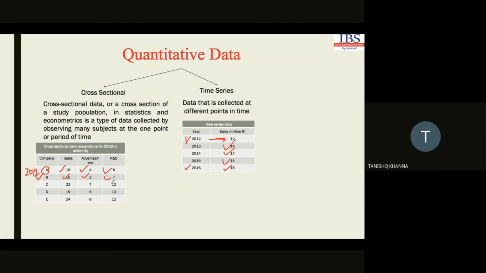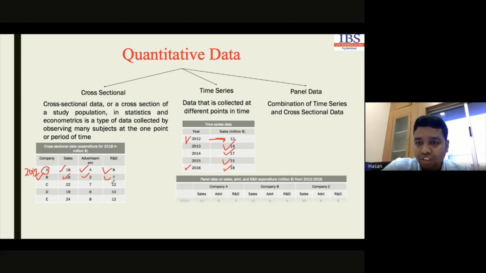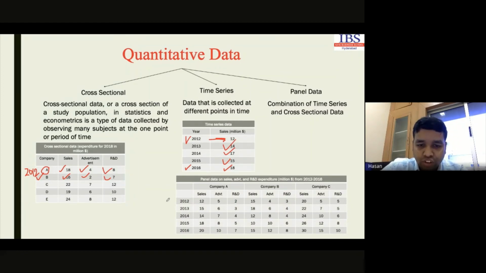Our next category is panel data. This is basically the combination of cross-sectional data and time series data. How does it look? Look here. In 2012, company A has the sales value, advertisement, and R&D. Company B has sales value, advertisement, R&D. Company C has sales value, advertisement, R&D. In this direction, it is time series, but in this direction, it is cross-sectional. So if we combine these two, it will create the panel data. Clear? Panel data is the combination of time series data and cross-sectional data.